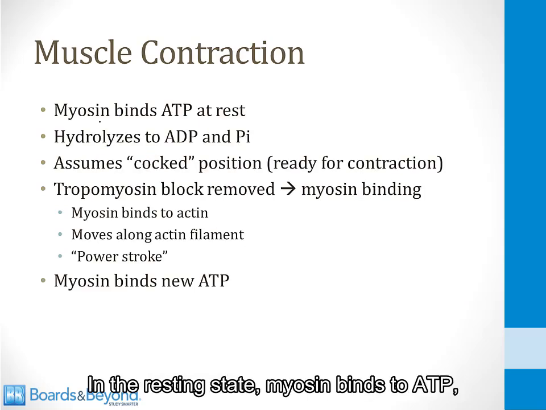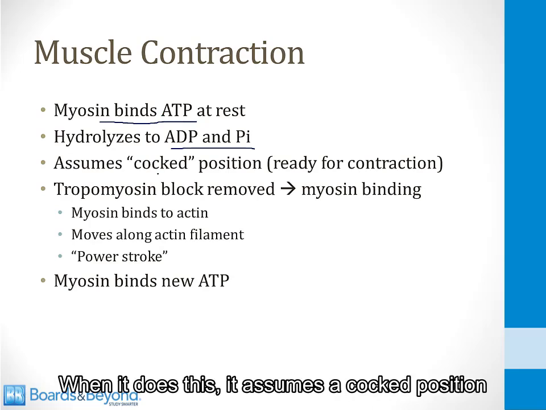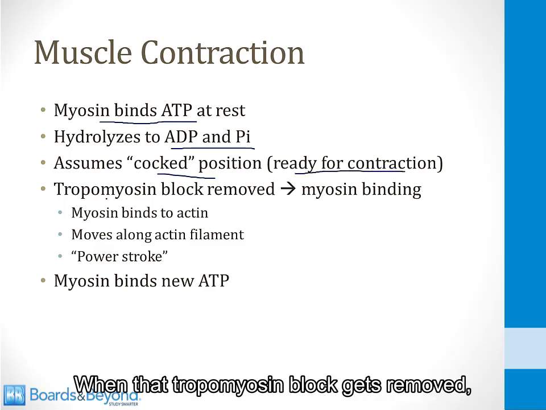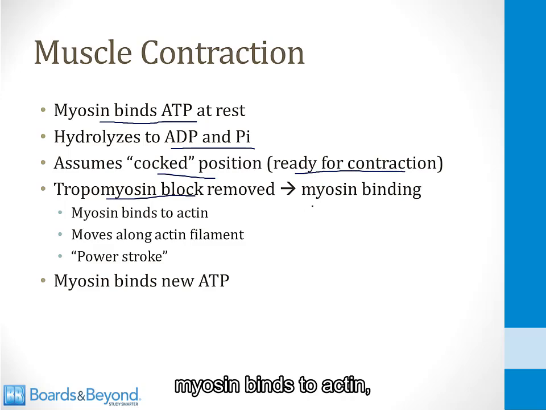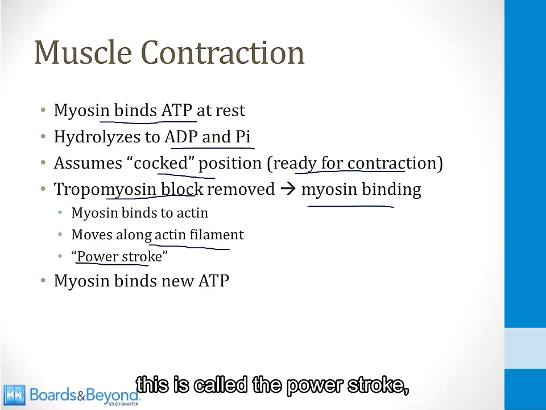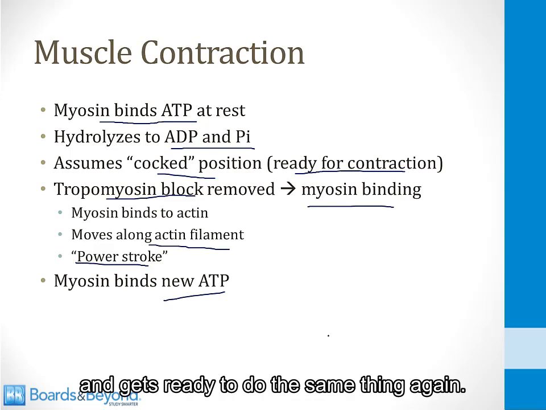In the resting state, myosin binds to ATP and hydrolyzes it to ADP and a phosphate. When it does this, it assumes a cocked position, which means it's ready for contraction. When that tropomyosin block gets removed, myosin binds to actin. It then moves along the actin filament. This is called the power stroke. And after this, myosin binds a new ATP and gets ready to do the same thing again.